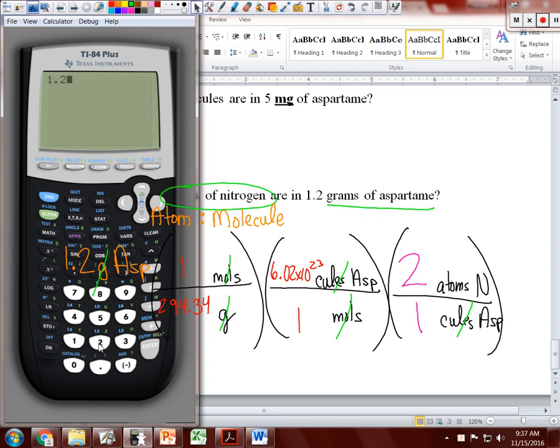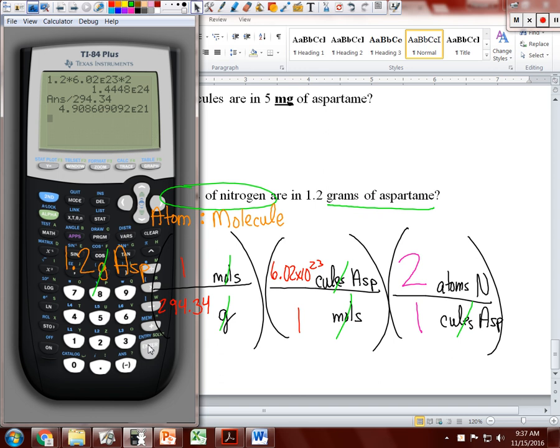So I've got 1.2 times 6.02 EE23 times 2, divided by 294.34. There's your answer. So how many atoms of nitrogen do you have? 4.9 times 10 to the 21st atoms of nitrogen.